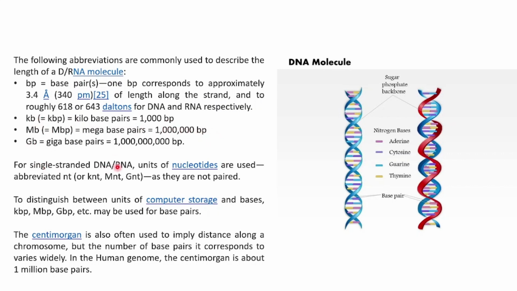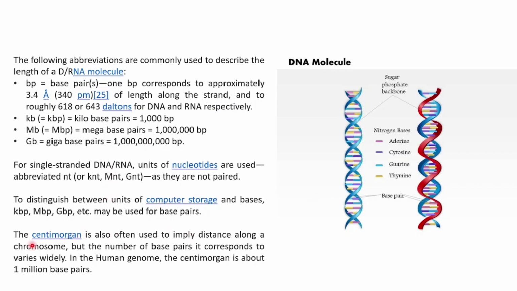So for single stranded DNA or RNA, obviously we cannot talk in base pair terminology, because the term base pair comes from it being a double stranded sequence. Double stranded, one base from one strand and the other base from the other strand form base pairs. But in case of single stranded DNA or RNA, we'll always use nucleotides.